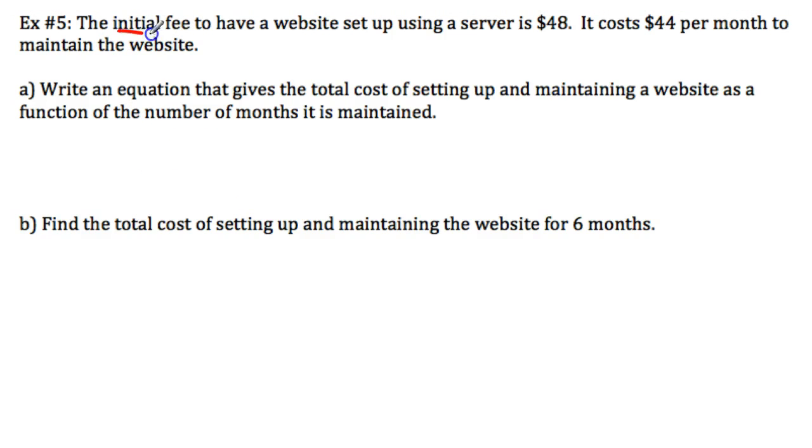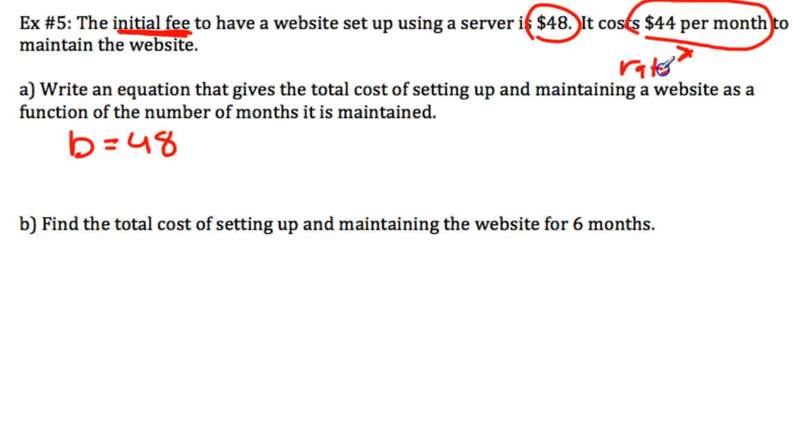So, if you see initial fee, that's what you have to pay at the beginning, and that's $48. Initial fee is going to be b, the y-intercept. So b equals 48. That's where you start. Then it says it costs $44 per month. When you see per, that is a rate. So every month you pay $44, and that's going to be the slope. So m will equal 44.